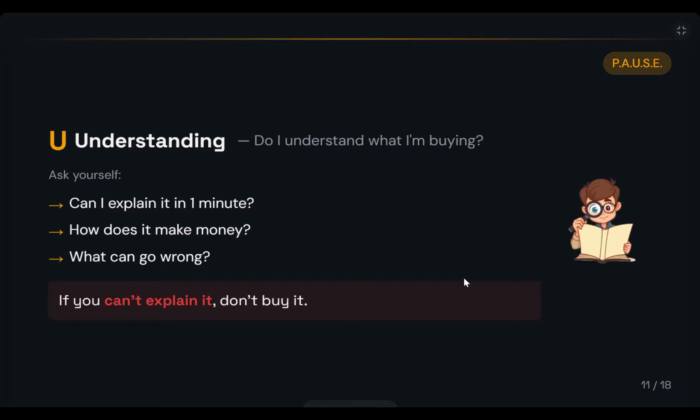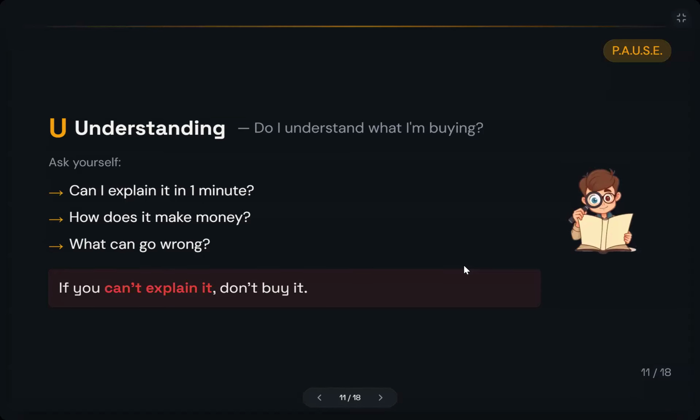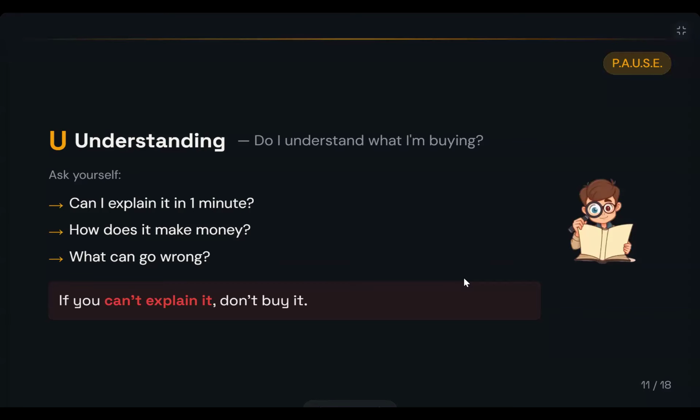Because buying things you don't understand is like taking medicine without reading the label and then being shocked by the side effects of that medicine. So ensure that when you're making an investing decision, you thoroughly understand it and you are able to explain why you are making this decision.